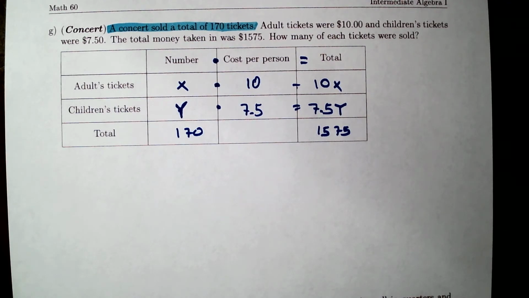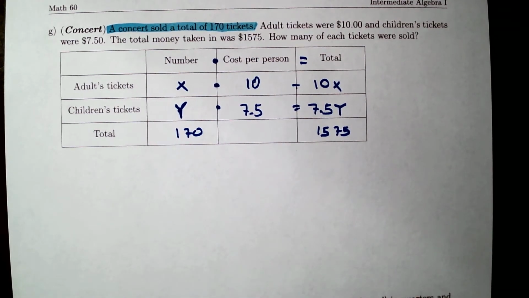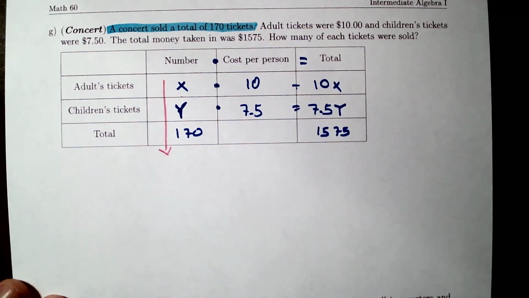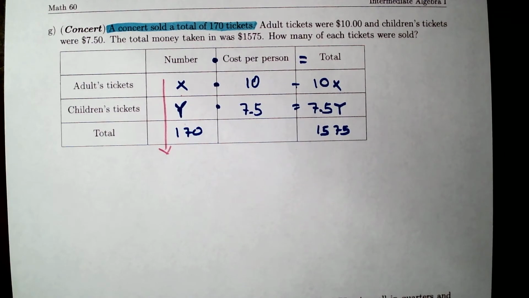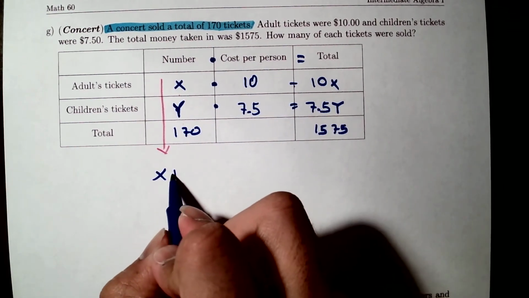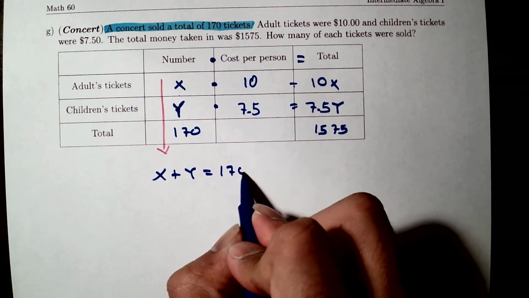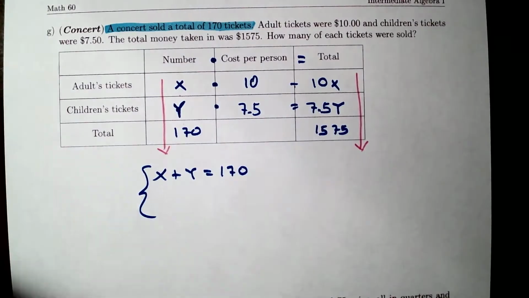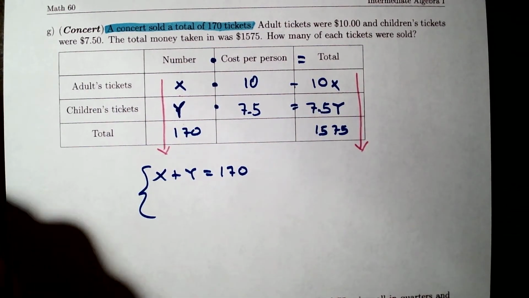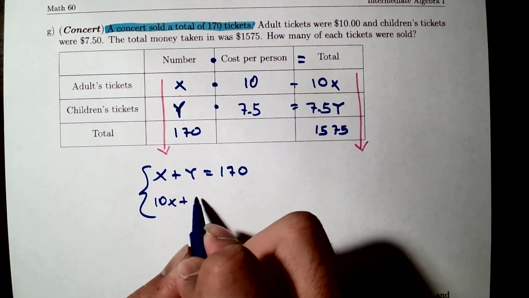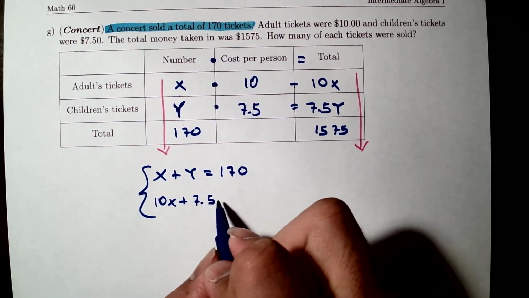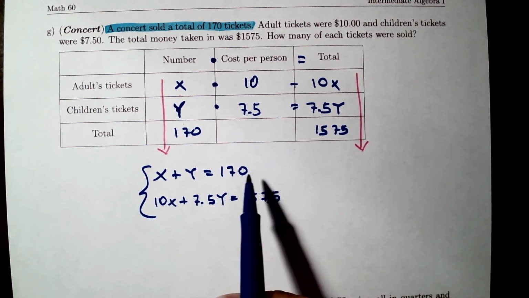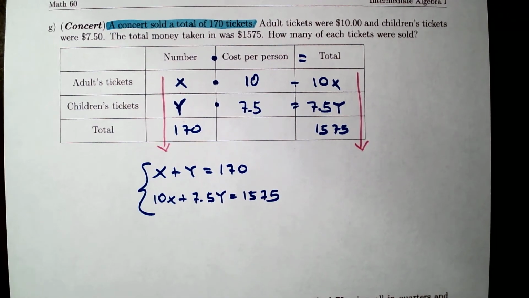And then what are we going to get? So how are we going to set up this system? The first column gives us x plus y equals 170. And the third column is going to give us the second equation: 10x plus 7.5y equals 1575. 7.5, not 75. And in this case, you might want to do substitution to solve this problem.